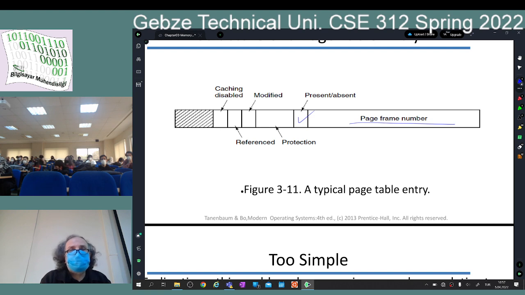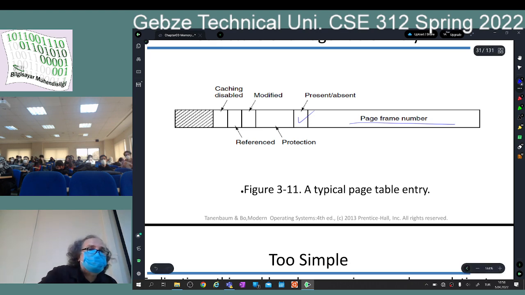Okay, other stuff like the protection again. You say, is this page writable? Is this page readable? Is this page executable? And so on. You keep that information inside this field of the page table.